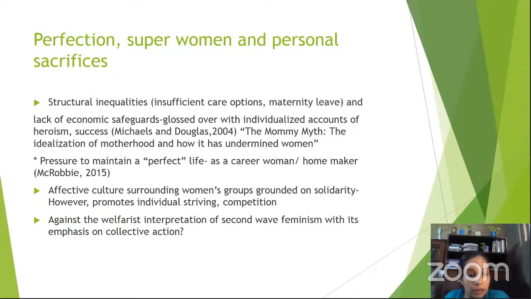So McRobbie in the same vein talks about how this veneer of a perfect life adds pressure to women worldwide, and so there's clearly a contrast here. On one hand, we have the affective culture surrounding women's groups, which is grounded on solidarity and empathy. However, when you really consider the narratives, you see that they promote individual striving and personal gain and competition. So one cannot help asking the question whether this trend is against the welfarist interpretation of second wave feminism, with its emphasis on collective action.